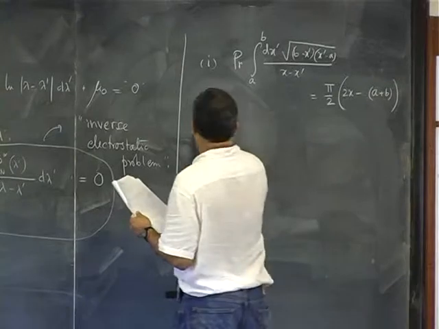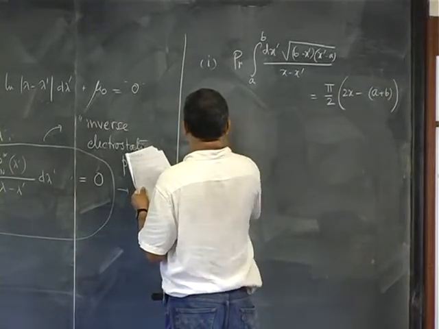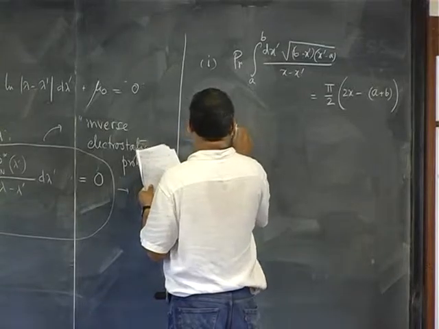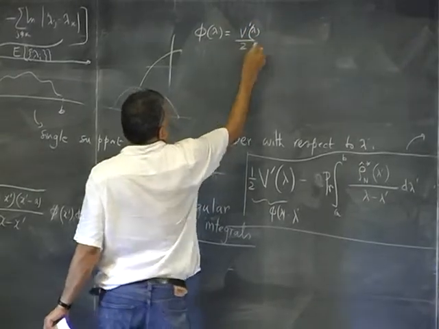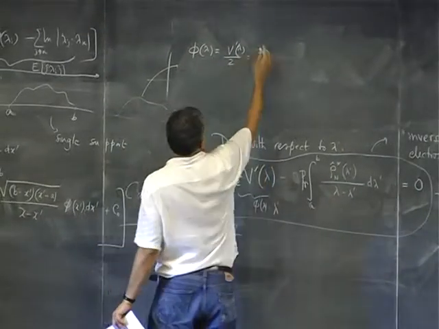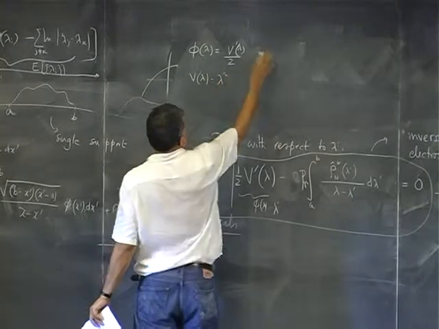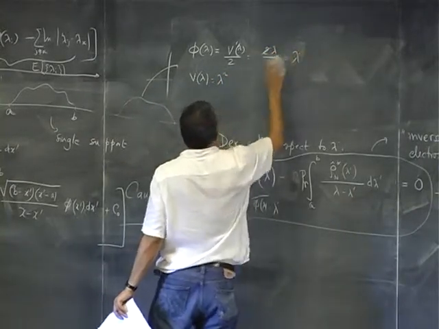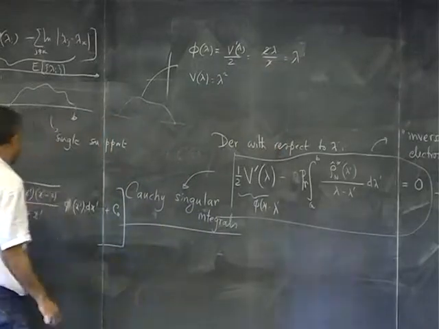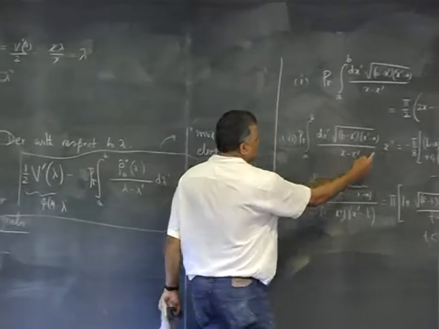Another one which is useful is for phi equal to v prime of lambda over 2. I took v of lambda to be lambda squared, so v prime of lambda is 2 lambda divided by 2, so the 2 cancels, and it's lambda. So phi of lambda is linear, so here you have x prime. So I can use this identity here.